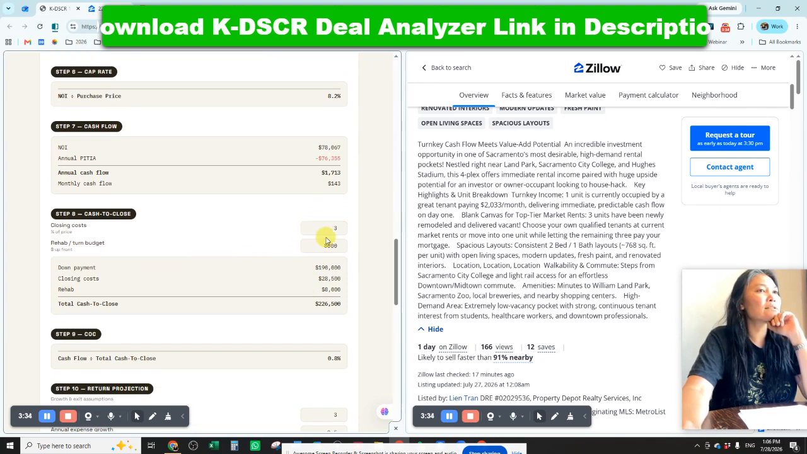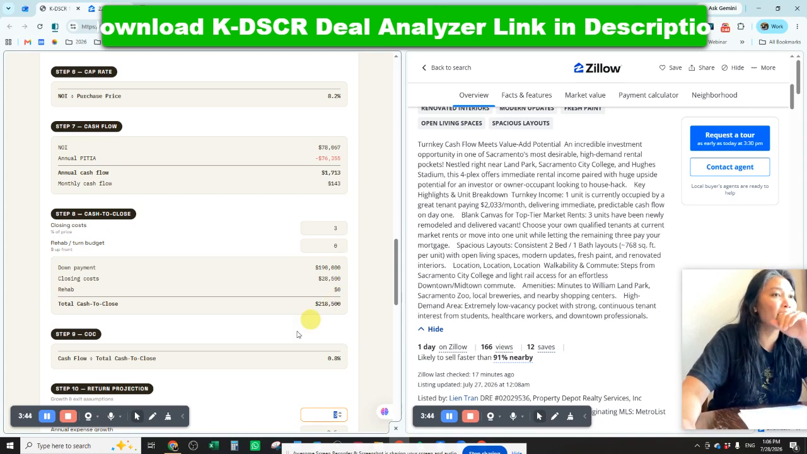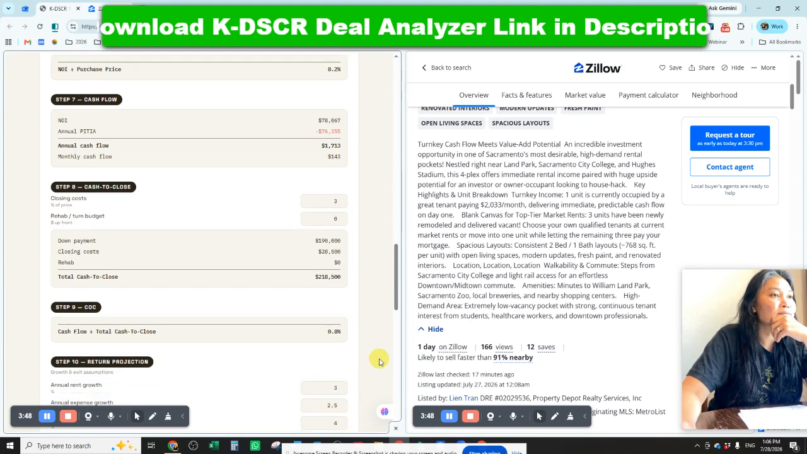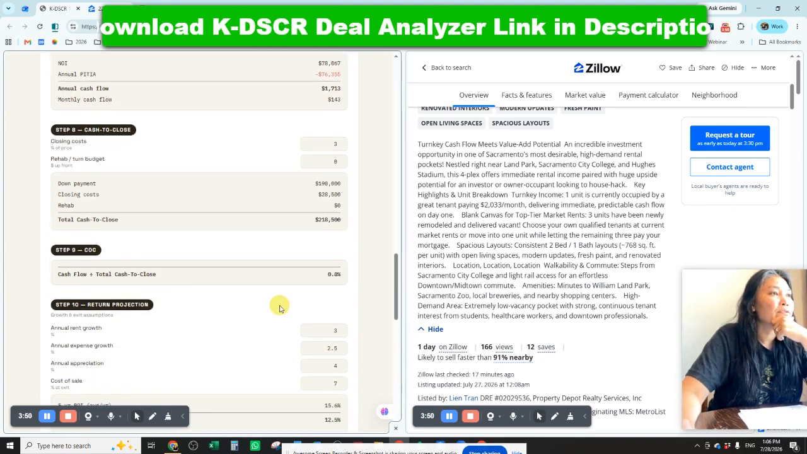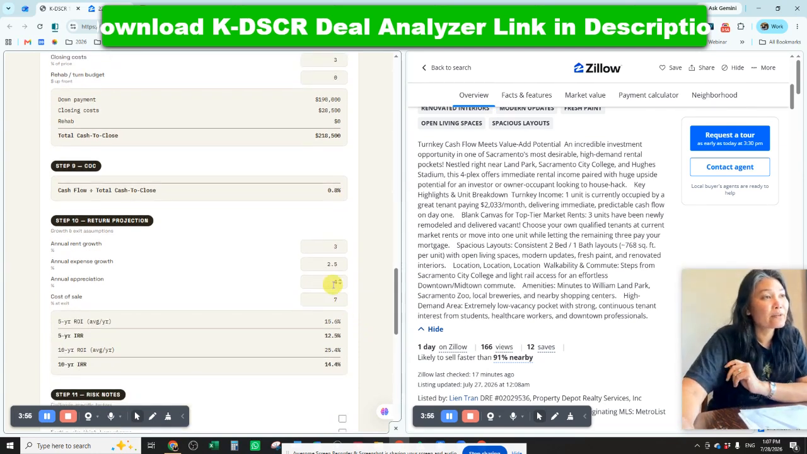To close this, as a buyer, you need 3% closing cost. Rehab, let's say you don't have to rehab on a turnkey. Taking it out, they bring cash of 218,005. So cash on cash is very low, 0.8%, but it's not a surprise for California.